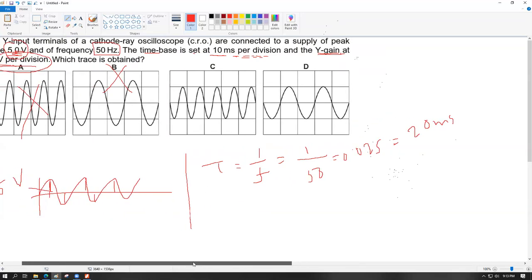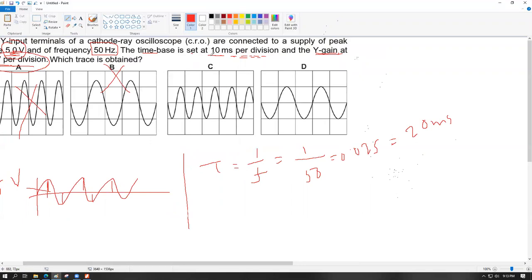Now you have to really understand that if the time base, the horizontal axis, is set at 10 milliseconds per division, then each division will represent 10 milliseconds. Each horizontal side of the grid box is going to represent 10 milliseconds.